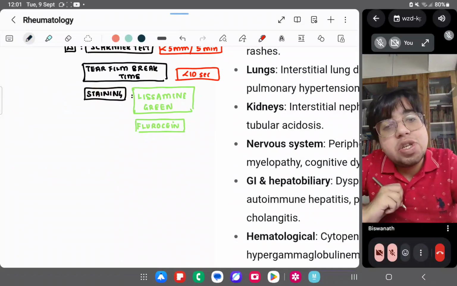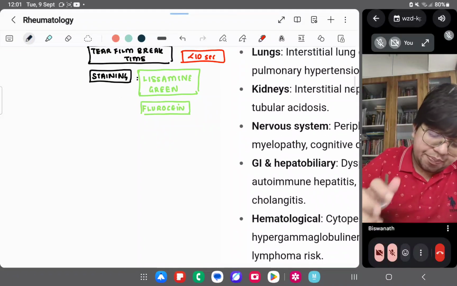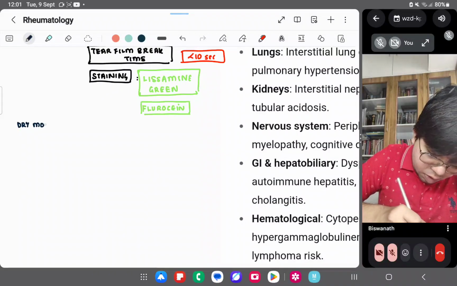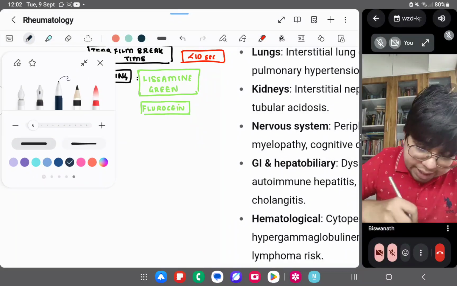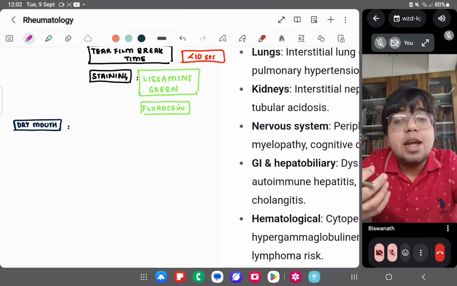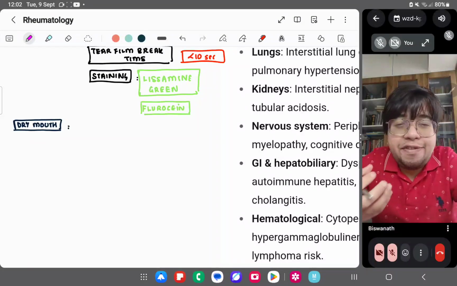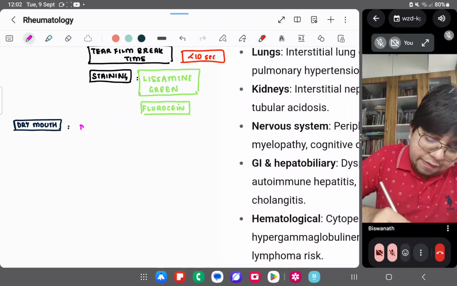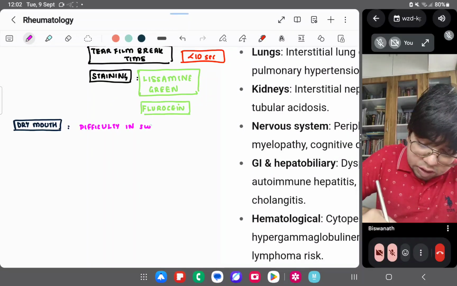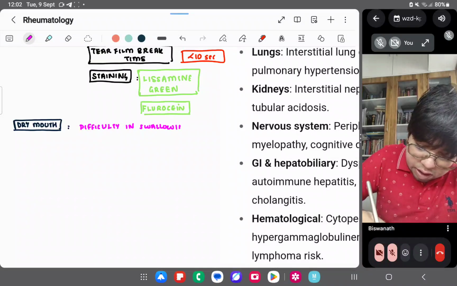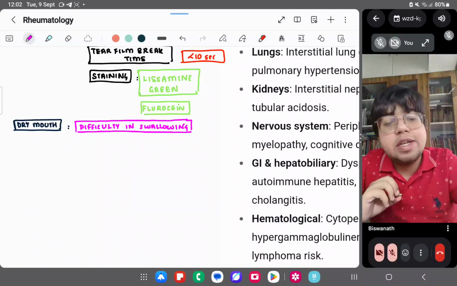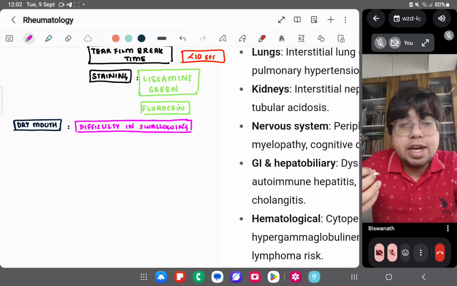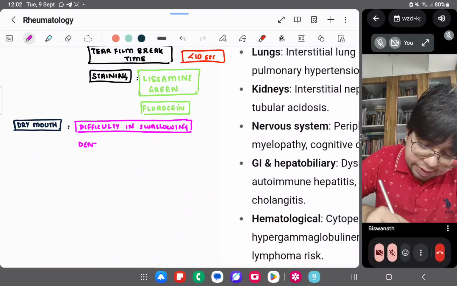The second manifestation of Sjogren syndrome is dry mouth. The patient's mouth has decreased saliva secretion, due to which the patient is finding it very difficult to swallow food, right? Patient is having difficulty in swallowing food, and he is finding difficulty in chewing. He is having dental caries.